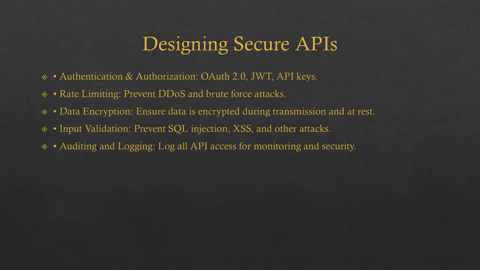Designing secure APIs is fundamental to protecting your system. Using OAuth 2.0 or JWT for authentication ensures that only authorized users can access your resources. Rate limiting is essential to prevent brute force and DDoS attacks, while encrypting data during transmission and at rest keeps sensitive information safe. Input validation prevents vulnerabilities like SQL injection, and auditing logs are critical for tracking security events.